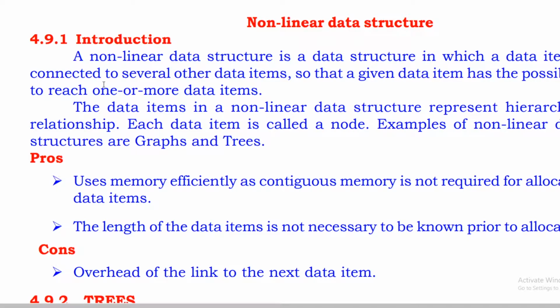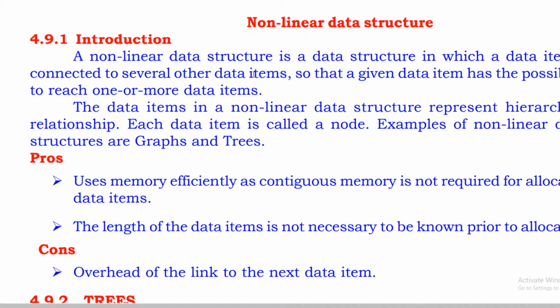Now let us learn what a nonlinear data structure is. A nonlinear data structure is a data structure in which a data item is connected to several other data items, so that the given data item has a possibility to reach one or more data items. The data items in a nonlinear data structure represent a hierarchical relationship. Each data item is called a node. Examples of nonlinear data structures are trees and graphs.